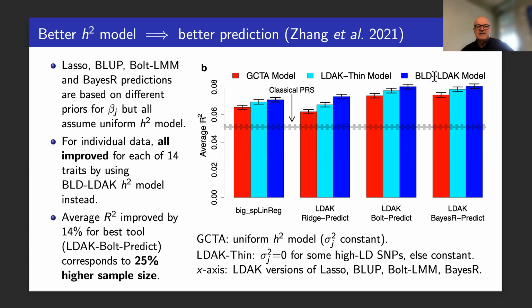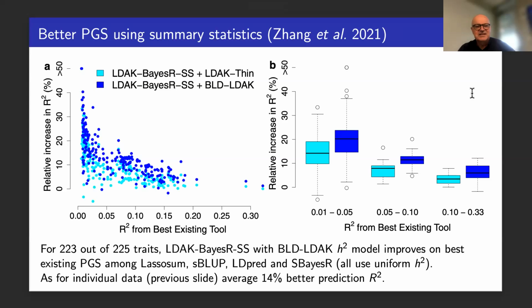And again, 65 is a lot of parameters. In some sense, it doesn't matter because we've got huge numbers of observations. And again, roughly speaking, the improvement in prediction corresponds roughly to about a 25% increase in sample size. For the individual level data, we found that BOLT-LMM was the best method. And so you can see this red bar is the highest of the red bars, but we could improve it again by improving the heritability model. I keep saying we, as I said, this is not my work.